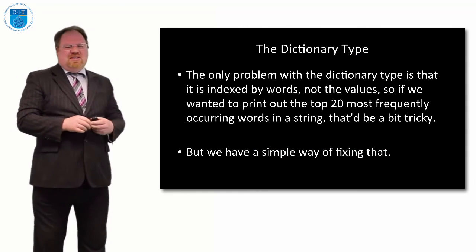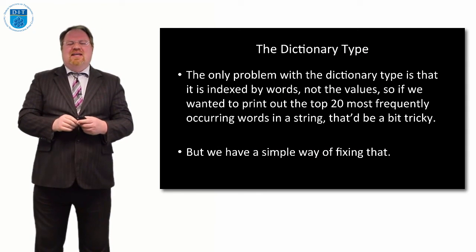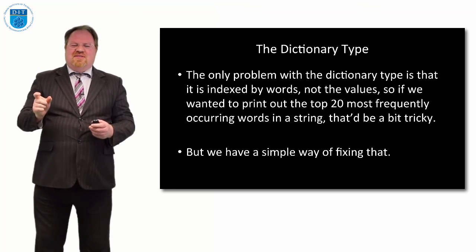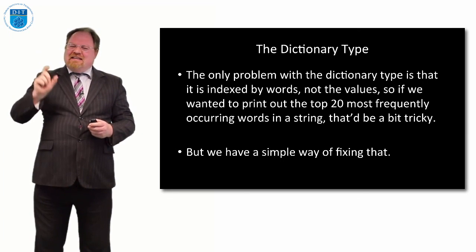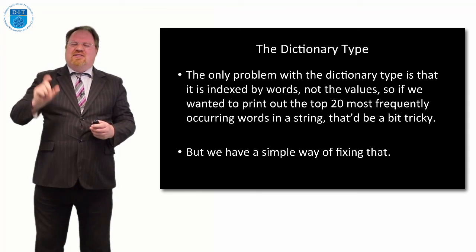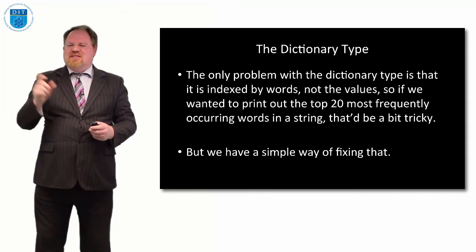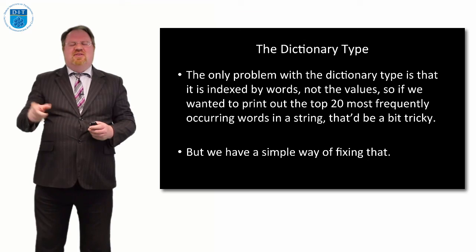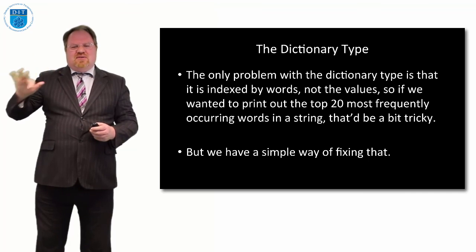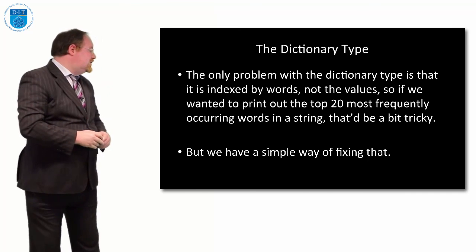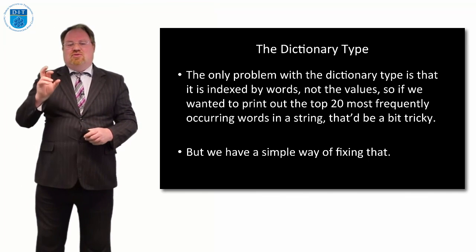The only problem with the dictionary type, which is a pain, is that because it's indexed by words, we can't necessarily guarantee the order it goes in. It doesn't index in alphabetical order. It doesn't index by the value stored in it. It's quite loose the way it stores the values. So we have to use a trick to order it.